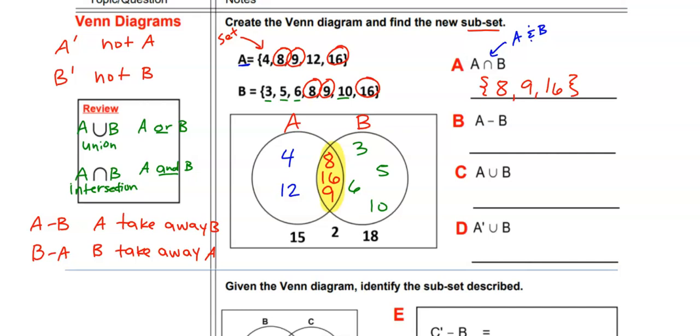Okay, now I gotta get rid of my highlighting here quick. Bring 8, 9, and 16 back. All right, now we're gonna do A, but without B, or A take away B. That's what this next one is, okay? So here's how I think about that. I would circle A. I would look at everything that's within A, but now we have to take away anything that's also in B. So that means we need to take away the 8, 9, and the 16. So we're just left with 4 and 12.